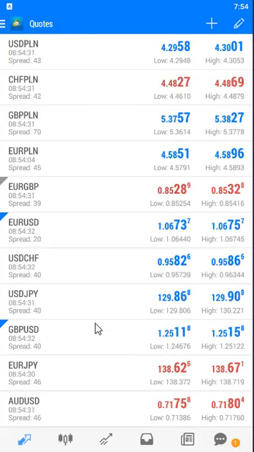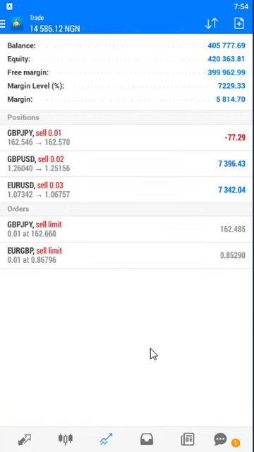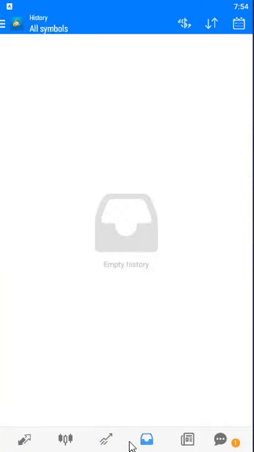All right then. So this first button is the market watch button here. This second button is the chart, okay? So you want to see how the chart looks like, you click there. Then this third button is the trade, okay? This is the trade. The trade shows you open position and all of that. Then this fourth button is the account history, okay? All right then.